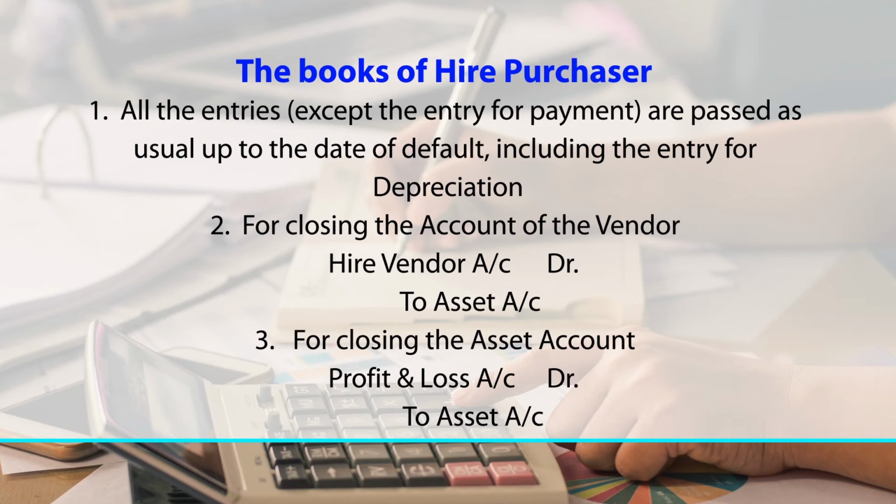Then the next one is foreclosing the asset account. It is very simple. When we are returning the assets to the hire vendor, we will close the asset account. For that, the journal entry would be profit and loss account debit to asset. When we are returning the asset, of course, either we will have a profit or loss on account of returning the assets to the hire vendor. So, this journal entry is in case there is a loss on account of returning the asset to the vendor: profit and loss account debit to asset.